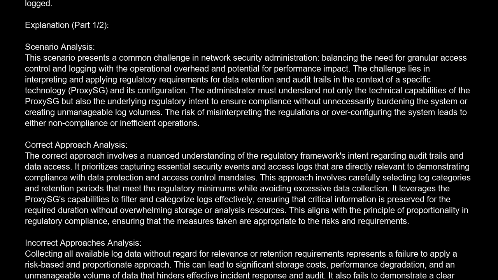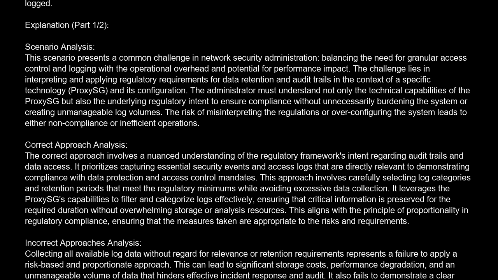Correct approach analysis. The correct approach involves a nuanced understanding of the regulatory framework's intent regarding audit trails and data access. It prioritizes capturing essential security events and access logs that are directly relevant to demonstrating compliance with data protection and access control mandates. This approach involves carefully selecting log categories and retention periods that meet the regulatory minimums, while avoiding excessive data collection. It leverages the ProxySG's capabilities to filter and categorize logs effectively, ensuring that critical information is preserved for the required duration without overwhelming storage or analysis resources.